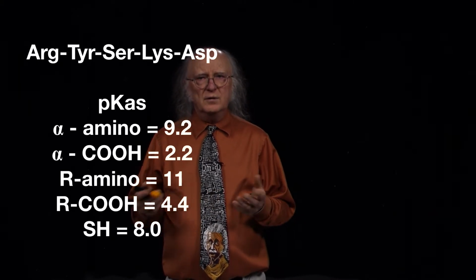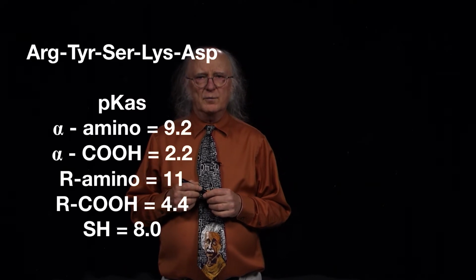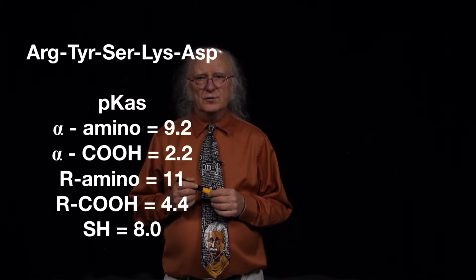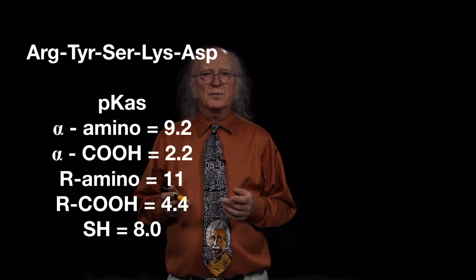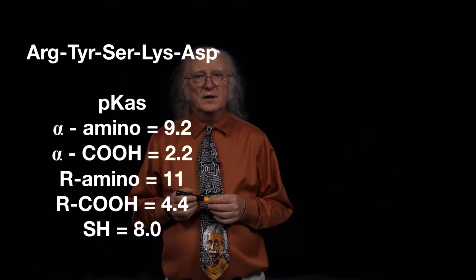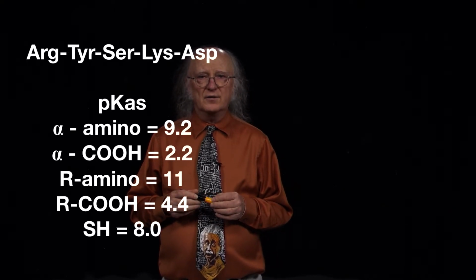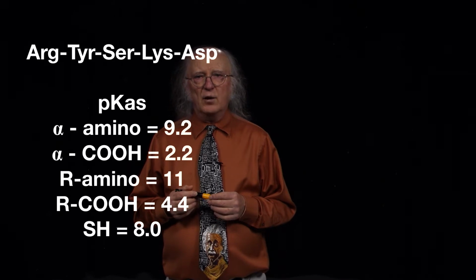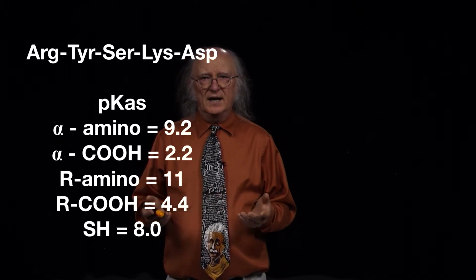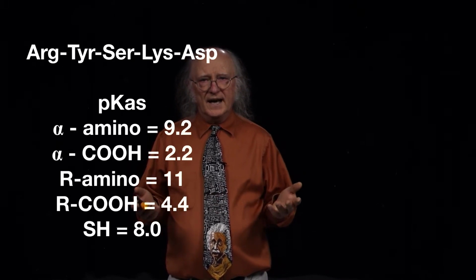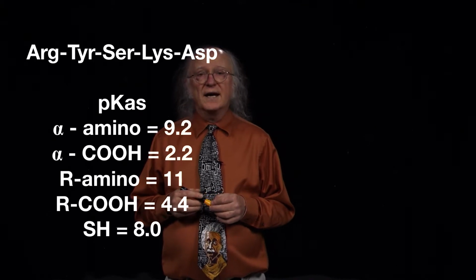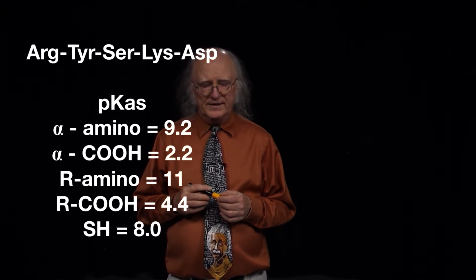You may assume that the alpha amino group has a pKa value of 9.2. The alpha carboxyl group has a value of 2.2. The R group amine has a value of 11. And the R group carboxyl has a value of 4.4. And last, the sulfhydryl has a value of 8.0.